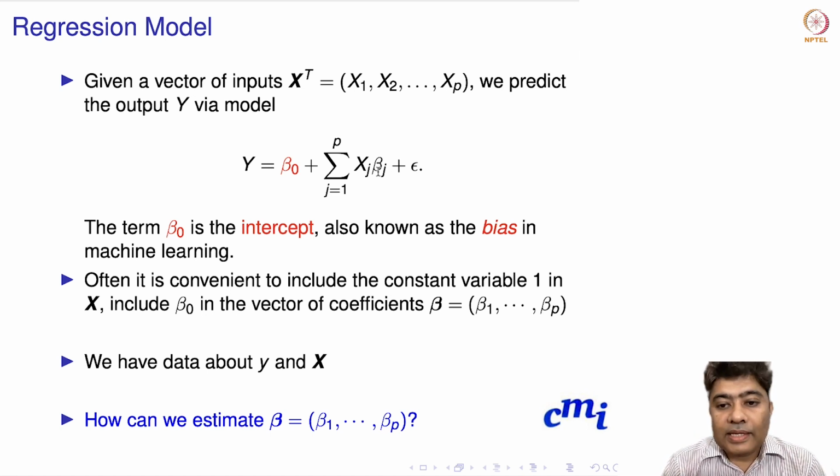So this is the exact same problem. We have a bunch of x's and a y. Given the x's and y's, we want to estimate the betas. That is where the whole problem lies.